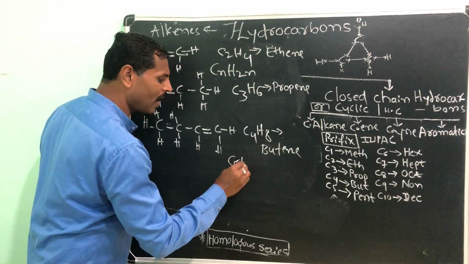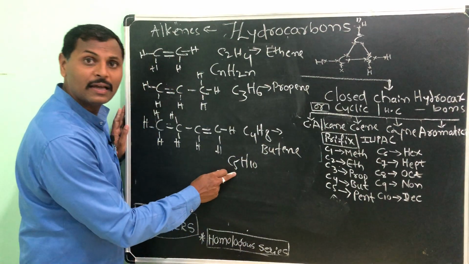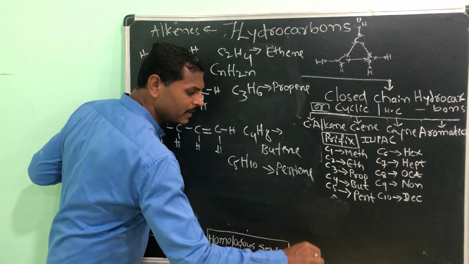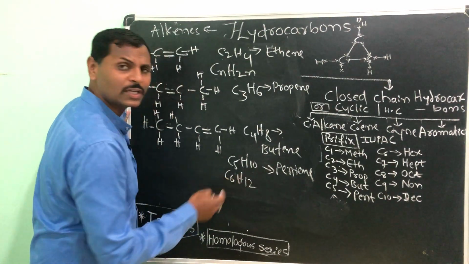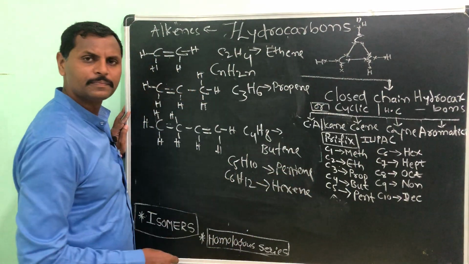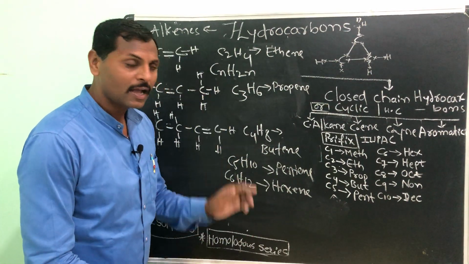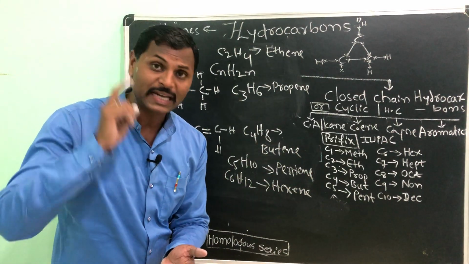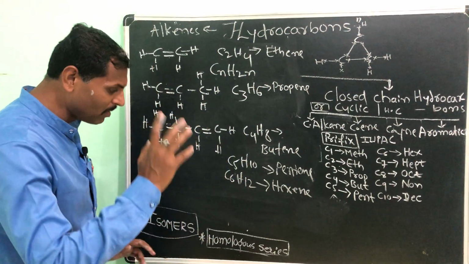If I write C5H10, the number of hydrogens is just double the number of carbons. What is that? Pentene. Shabash. If I take 6, 2 sixes are 12. Hexene. Like this, just practice the structural formula for alkenes as well as alkanes. In alkenes, 9 members you can practice, from ethene to decene, and in alkanes from methane to decane. Remember the names also.